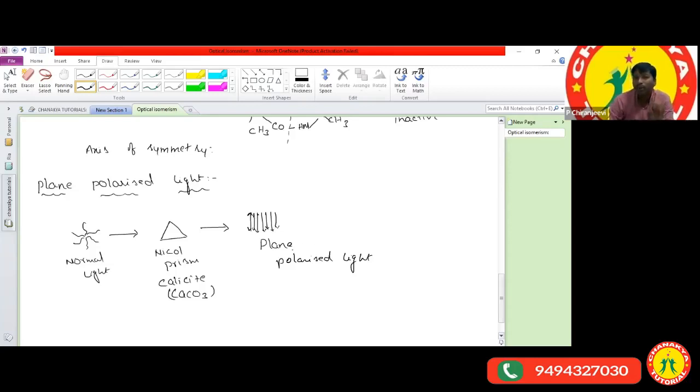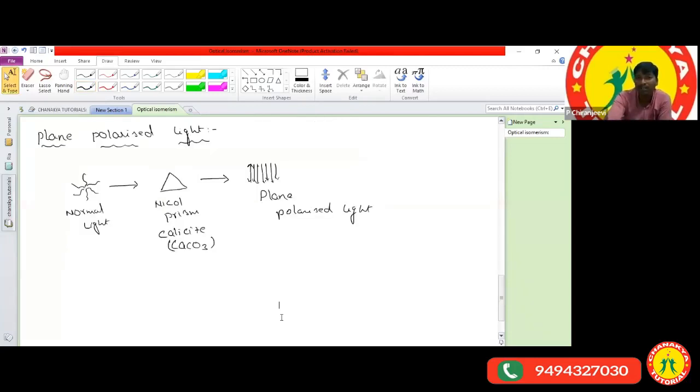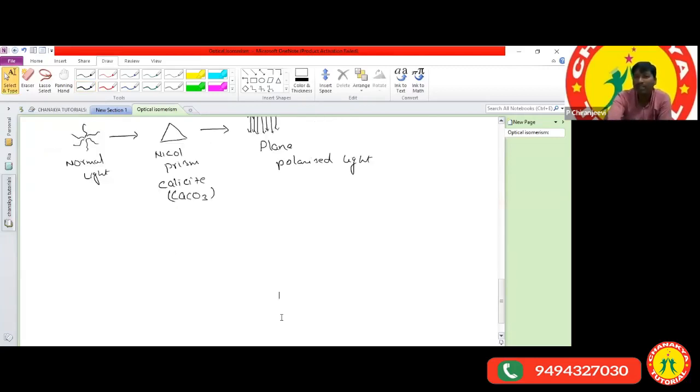Before going to optical isomerism, first we have to know which compound is optically active and what happens with plane polarized light. Now we'll go for optical isomerism. Now we know the basic terms. Without basic terms, if you study, every time you will get confusion.